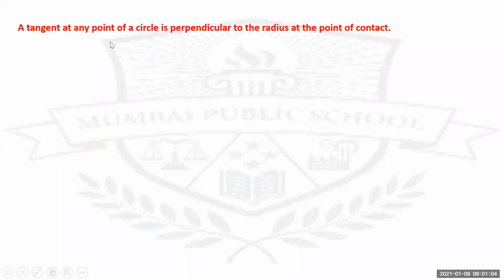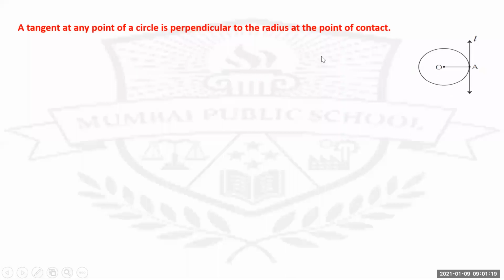A tangent at any point of a circle is perpendicular to the radius at the point of contact. This is a very important theorem because you are going to apply this theorem to solve the questions.